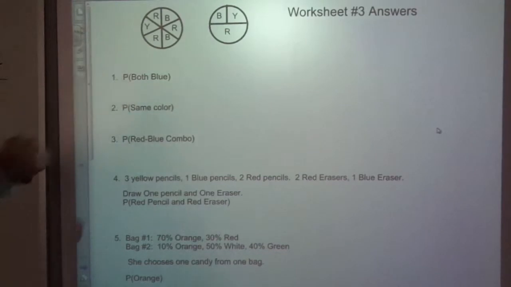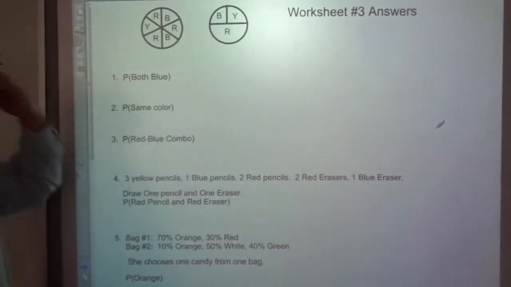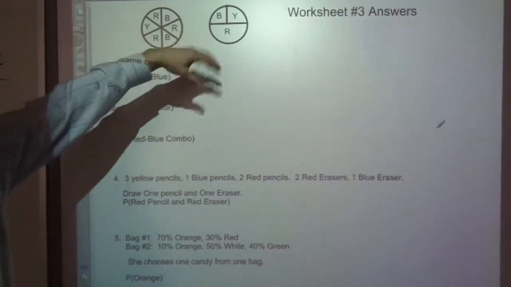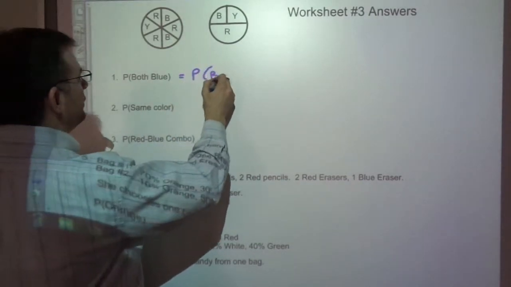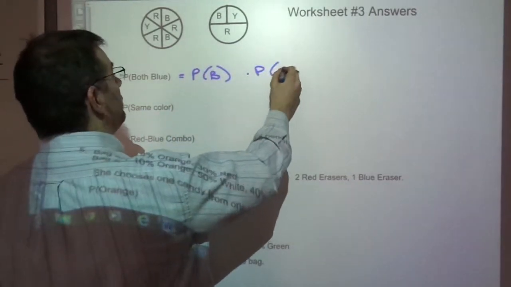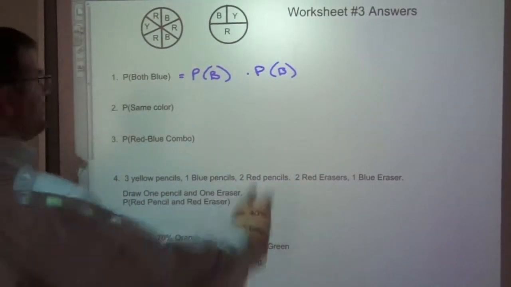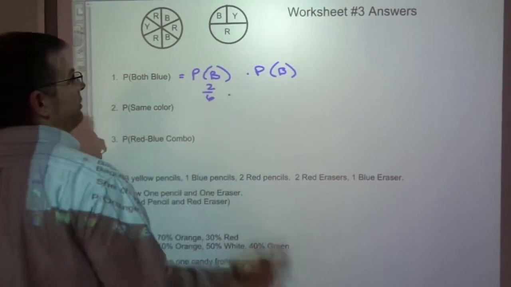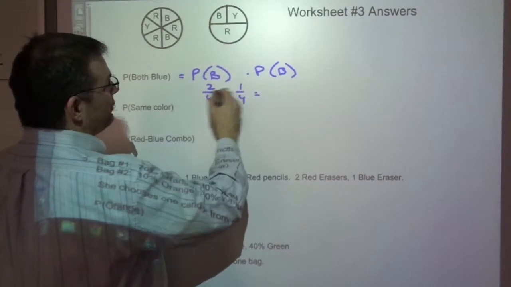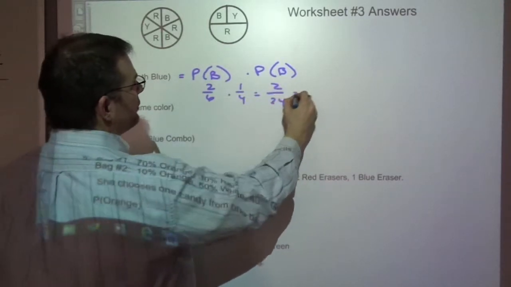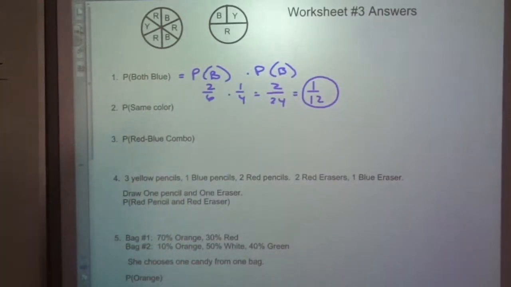In the first problem, we are looking to find the probability that both are blue. Those are independent events because we're spinning here and we're spinning here. Because they're independent events, I can take the probability that the first is blue times the probability that the second one is blue. The probability the first is blue, there are 2 out of 6. The probability the second is blue looks like 1/4. So multiplying that is 2/24, which is 1/12. And we can just leave that as a fraction, 1/12.